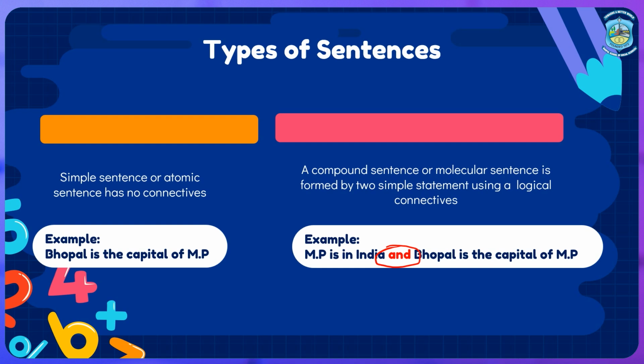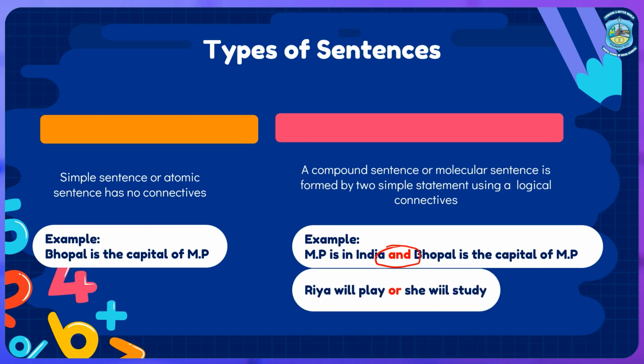So, 'MP is in India' is a simple statement, 'and' is a logical connective, and 'Bhopal is the capital of Madhya Pradesh' is the second simple statement. So, the two simple statements are joined together by this logical connective and it is called a compound sentence.